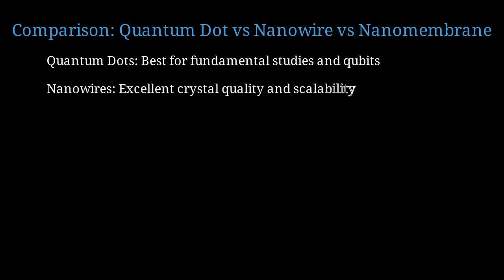Nanowire SETs benefit from bottom-up growth, which gives excellent crystal quality. They can be grown in large arrays for parallel processing. The challenge is making reliable electrical contacts. Nanomembrane SETs are the most flexible, literally and figuratively. They can be transferred to any substrate and integrated with flexible electronics. However, etching very small features in thin membranes is challenging.